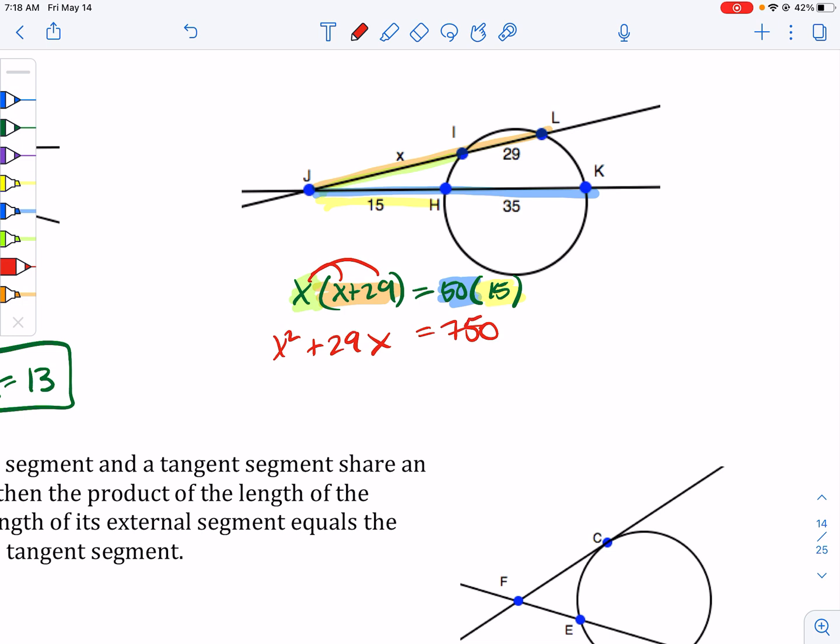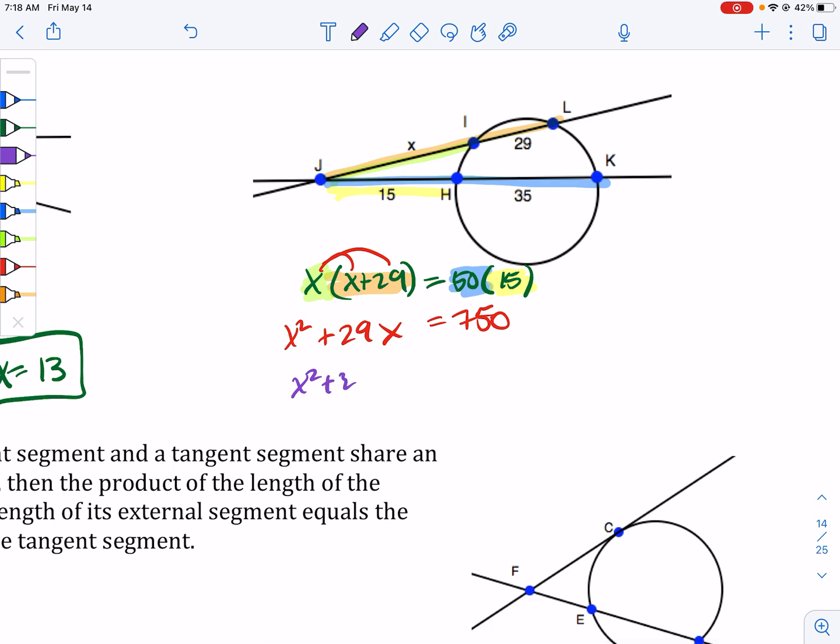Now, you should recognize this as quadratic. Well, in order to solve a quadratic, you need to set it equal to 0. So I need to move this 750 to the other side. So we're going to do x squared plus 29x minus 750 equals 0.